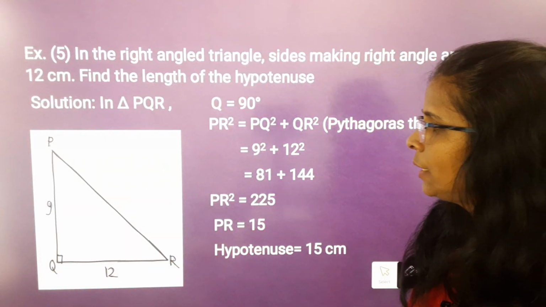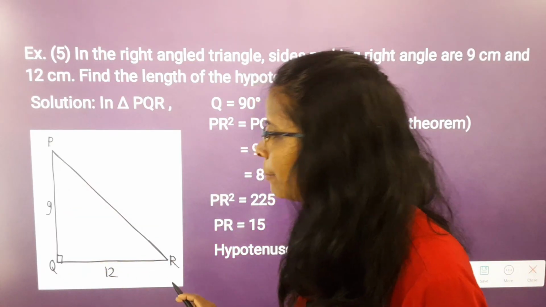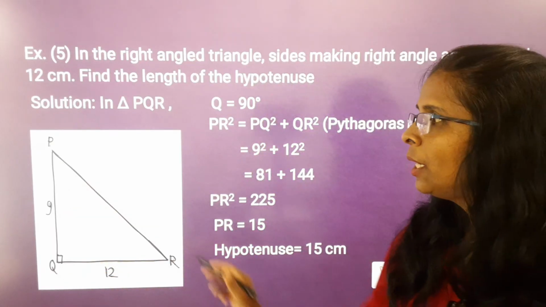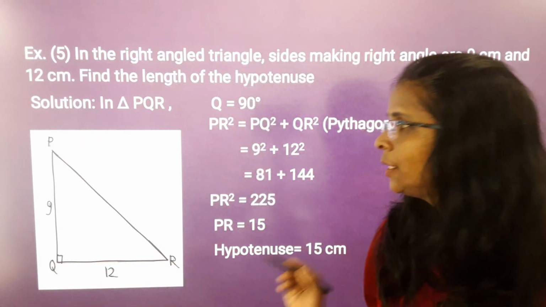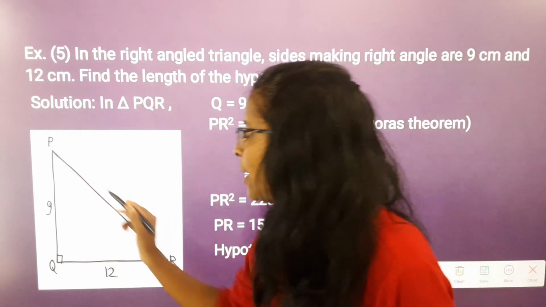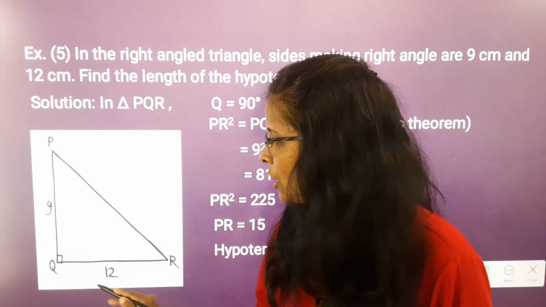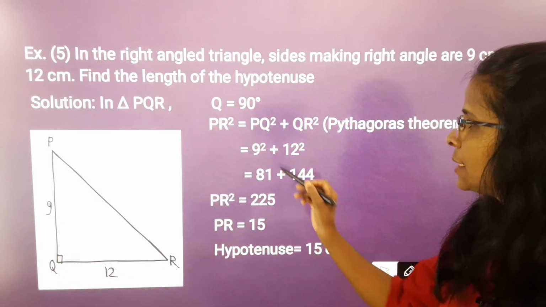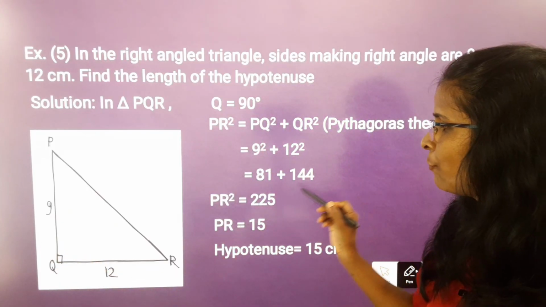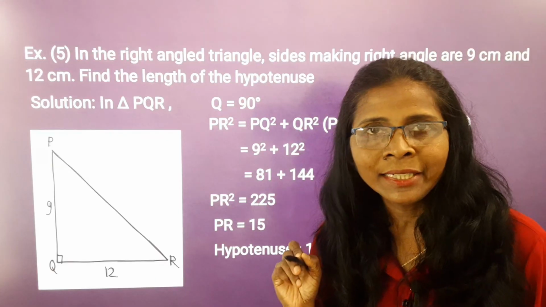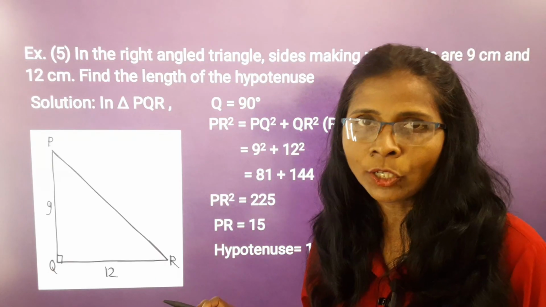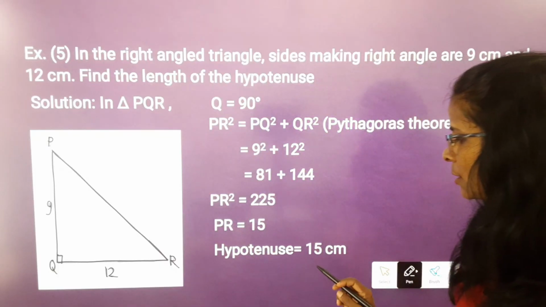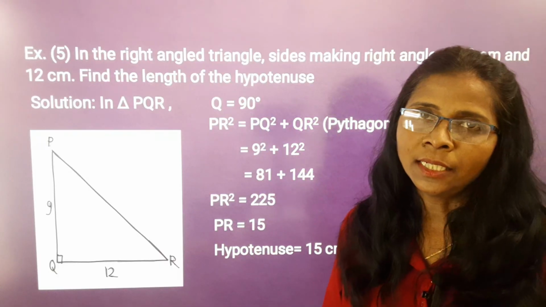So here in triangle PQR, by applying the Pythagoras theorem, PR square is equal to PQ square plus QR square. That means PR square is equal to 9 square plus 12 square. That means 81 plus 144, that is equal to 225. So PR is equal to 15. So the hypotenuse is equal to 15 centimeters.